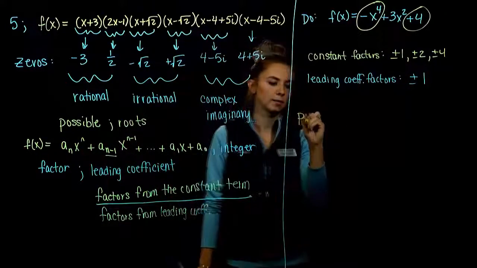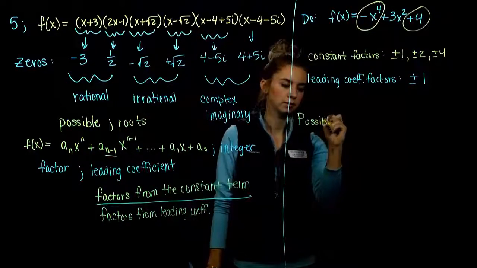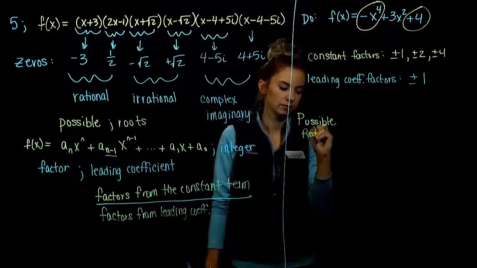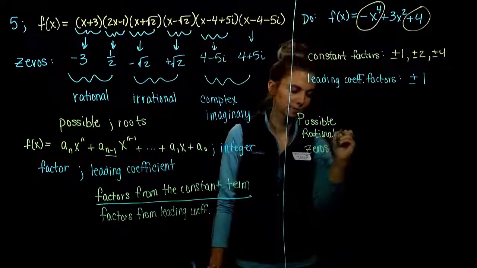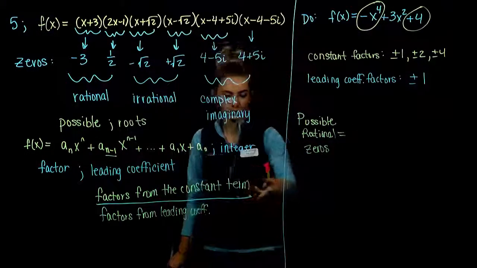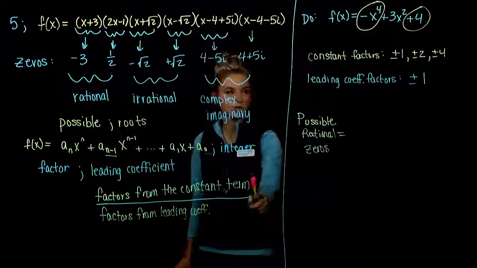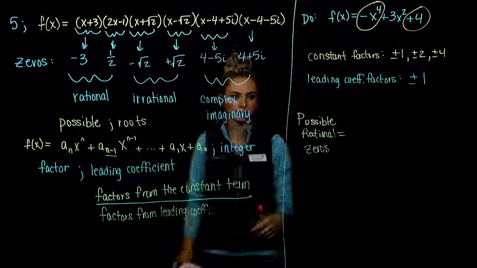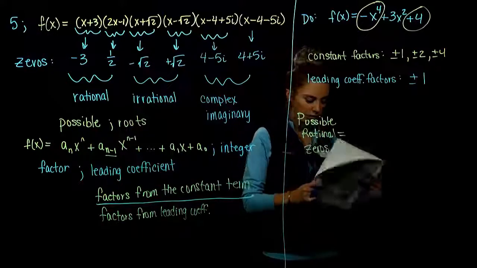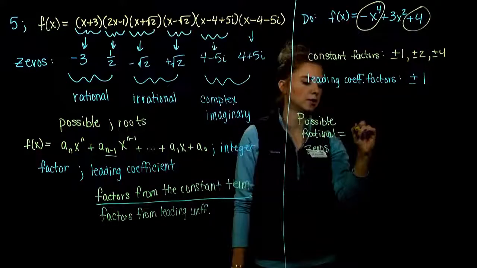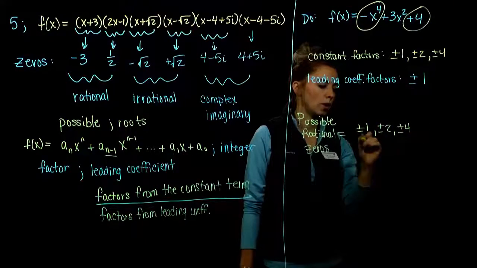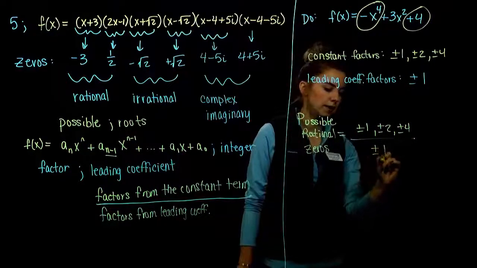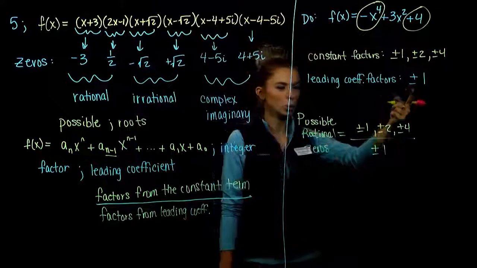So let's find them. Possible rational zeros. So what's happening? We look at this ratio. Constant terms factors over the leading terms factors. So my constant term, our options were plus and minus 1, plus and minus 2, plus and minus 4. And we're dividing that by plus and minus 1.